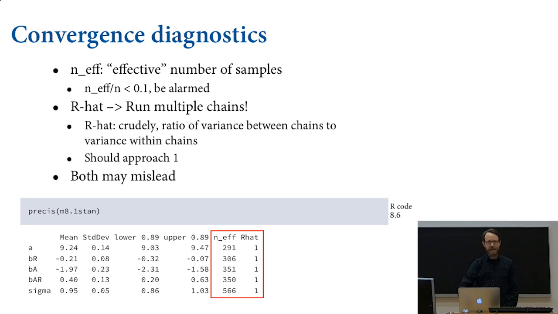The interesting thing, of course, is that both of these diagnostics can look fine and your chain can still be awful. So you need to check it different ways and use your judgment. There's just no way to fully automate these things. Okay, so let me show you some examples before we stop looking at Markov chains, of chains gone wrong.